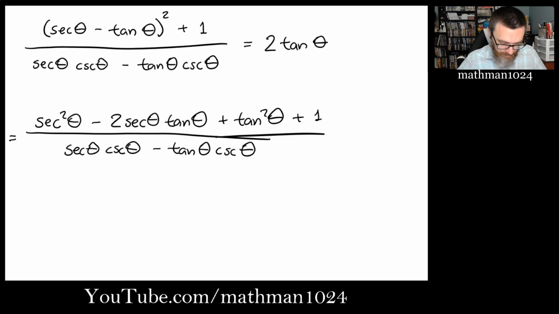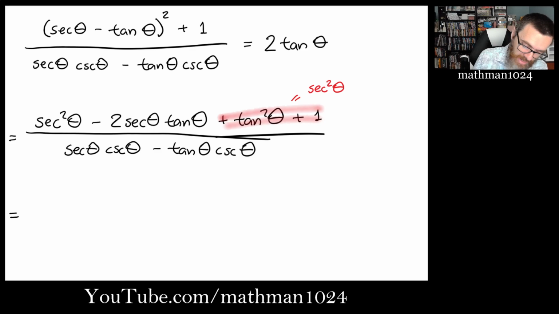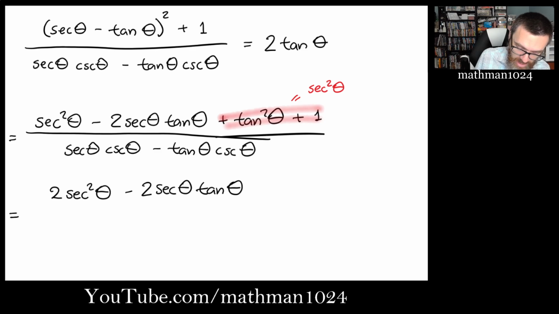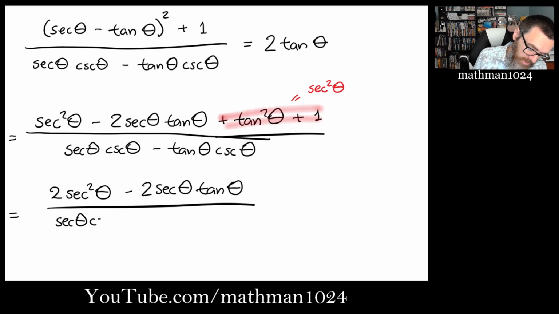In the numerator, we see this. We see tangent squared plus 1. That is straight up a Pythagorean identity, which will give us secant squared of theta. Okay. So let's combine that with the other secant squared that we have. So that's 2 secant squared theta minus 2 secant theta times tangent theta. Again, all over the stuff that's here in the denominator.